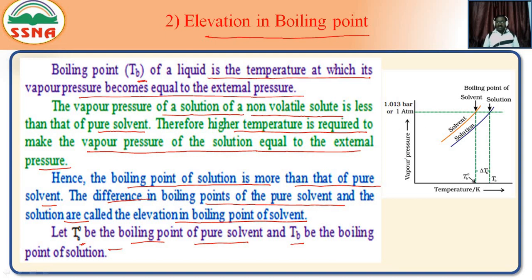Let us look at the diagram here. The graph is plotted between temperature and vapor pressure. This is the boiling point of the solution. This is for the solvent, and this is for that solution. Observe, Tb means the boiling point of the solution, and Tb naught means the boiling point of the pure solvent. The difference between the boiling point of the solution and the boiling point of the solvent is called the elevation in boiling point.